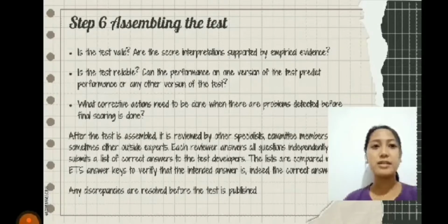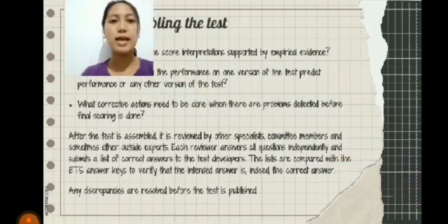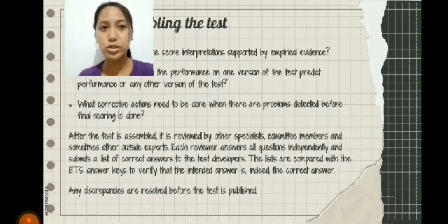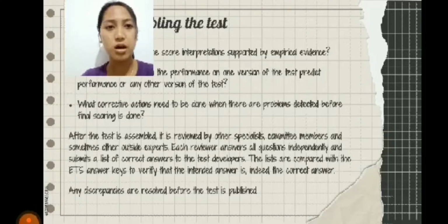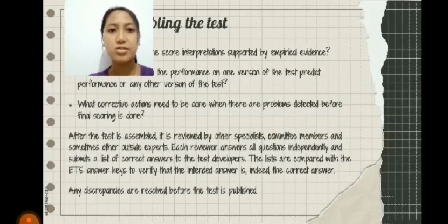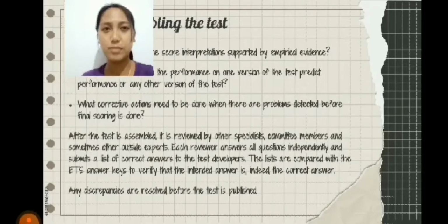After the test is assembled, it is reviewed by other specialists, committee members, and sometimes other outside experts. Each reviewer answers all questions independently and submits a list of correct answers to the test developers. The lists are compared with the ETS answer key to verify that the intended answer is indeed the correct answer. Any discrepancies are resolved before the test is published.